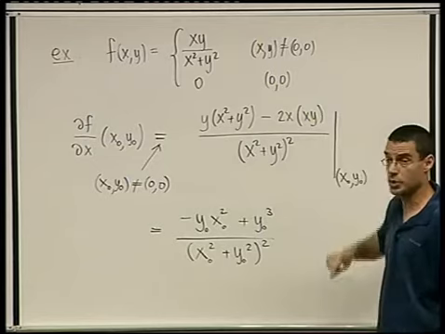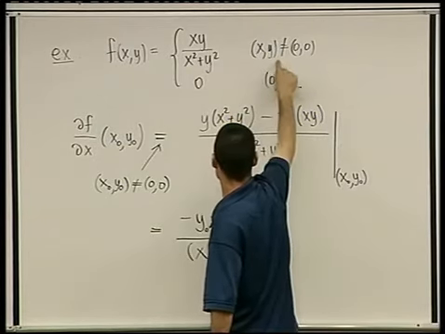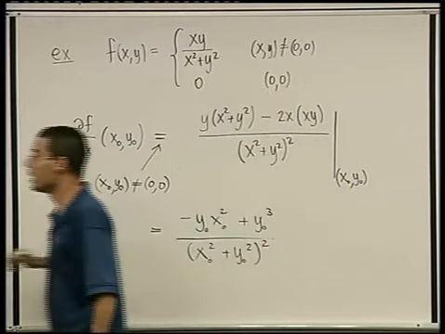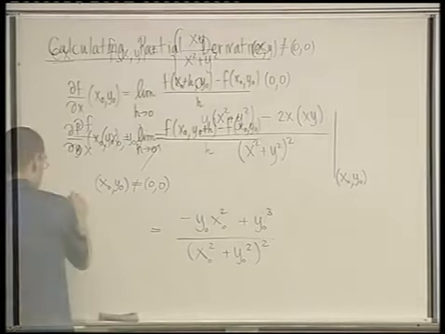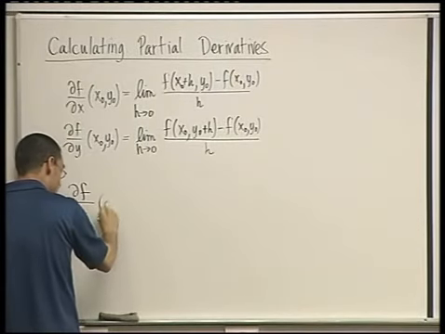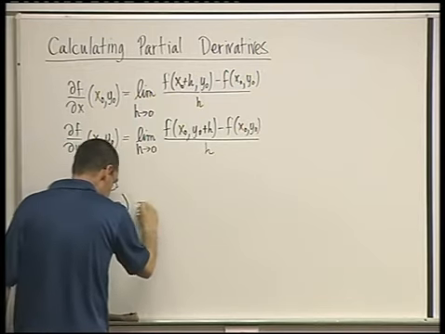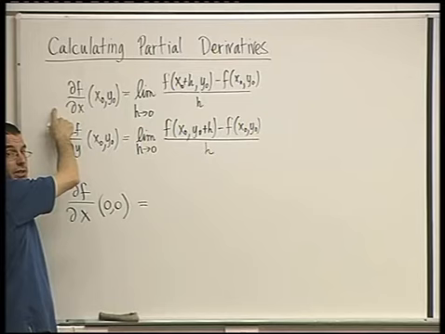Just remember what the function was. Okay? xy over x squared plus y squared when it's non-zero, and 0 at 0. So let's continue the example here. So the derivative of f with respect to x at the point (0, 0), I have no choice but to use the definition, this definition.